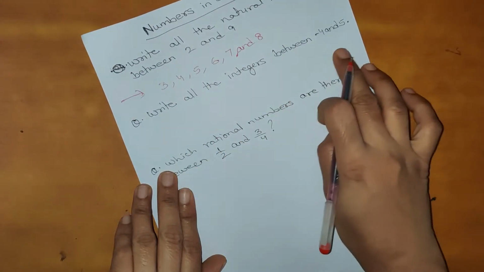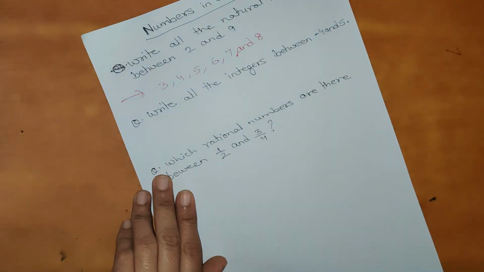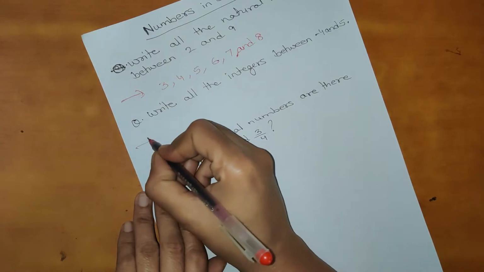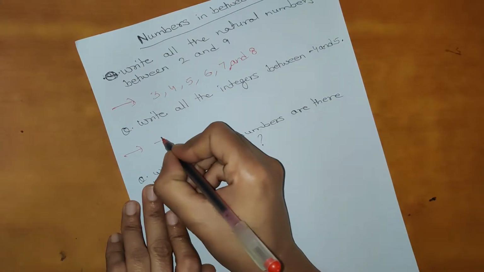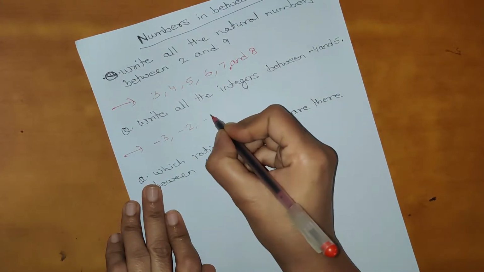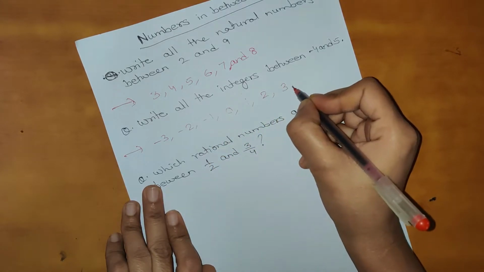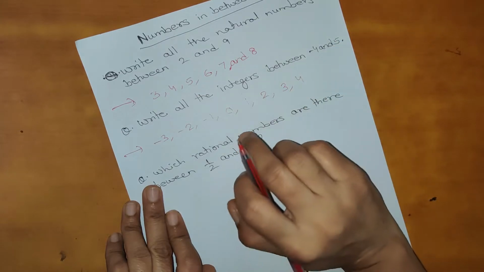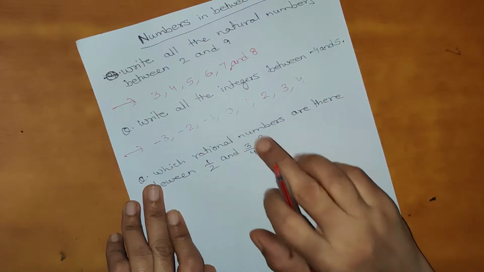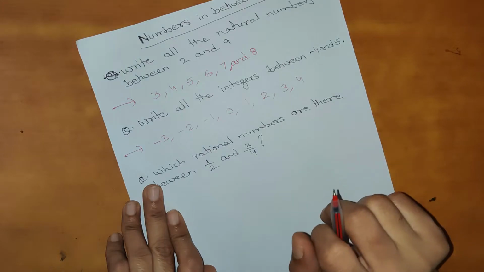Now write all the integers between -4 and 5. The numbers will be -3, -2, -1, then 0, then 1, 2, 3, 4. So these are all the integers between -4 and 5.